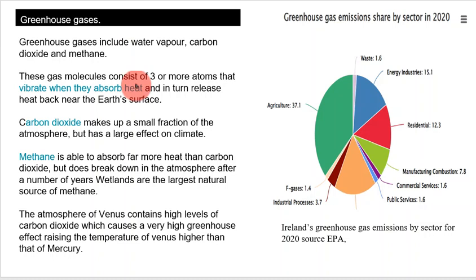So there are different types of greenhouse gases that make up this layer of atmosphere around the Earth. Greenhouse gases include water vapor, carbon dioxide, and methane. These gas molecules consist of 3 or more atoms that vibrate when they absorb heat, and in turn release heat back near the Earth's surface.